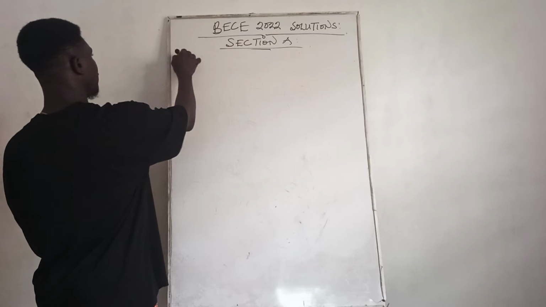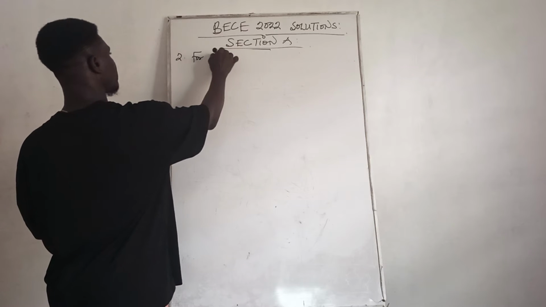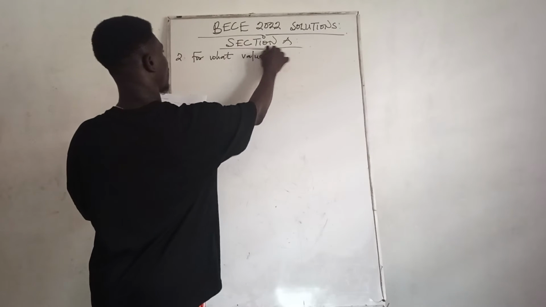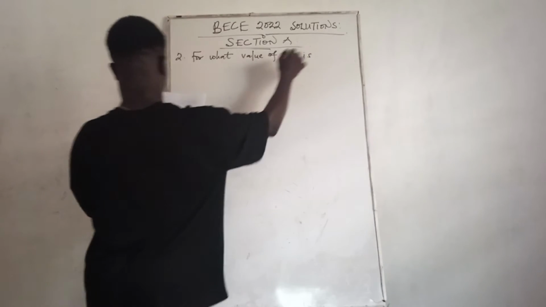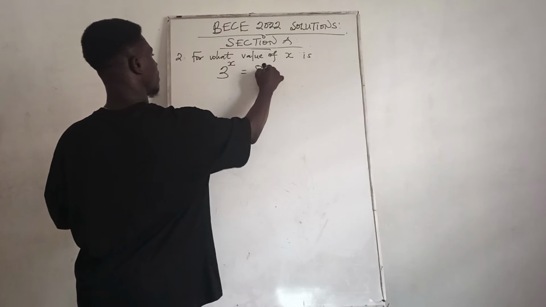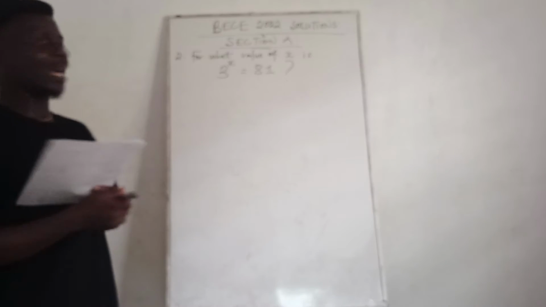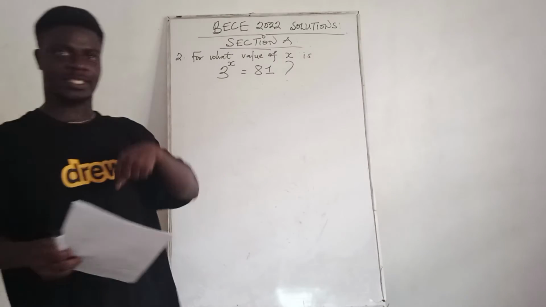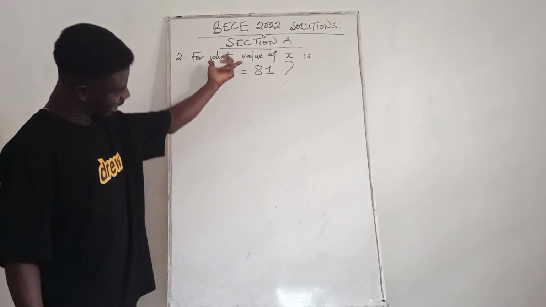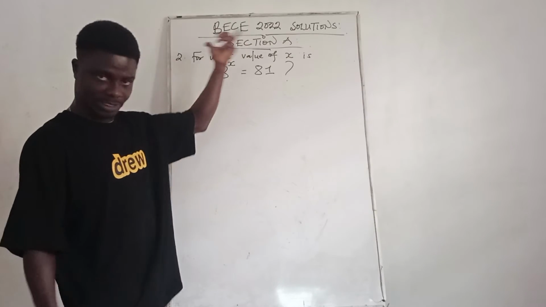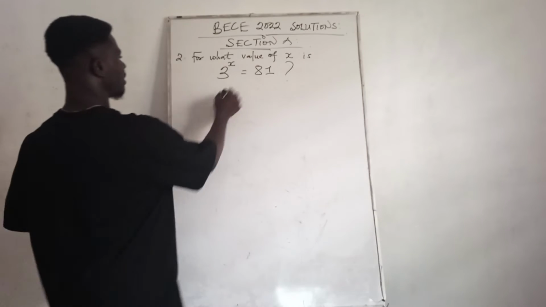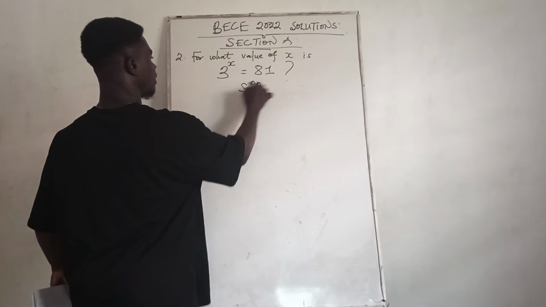For what value of x is 3 to the power x equals 81? They are asking us to find the value of x if this 3 to the power x, or 3 exponent x, or 3 index x, must be equal to 81. So now let's see how best we can solve this question.